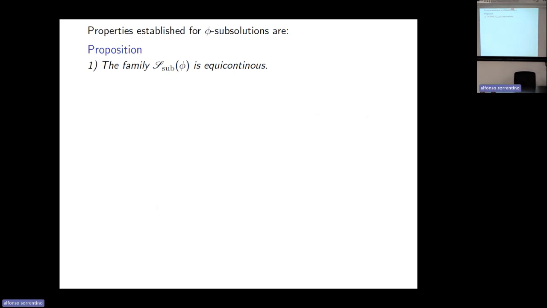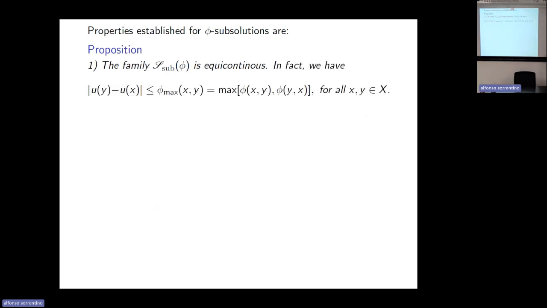So these are the properties we showed for phi subsolution. The family of phi subsolutions, S sub phi, is an equicontinuous family because, in fact, for any one of these subsolutions, we have uy minus ux is less than phi max of xy, and phi max is continuous and 0 on the diagonal, so that gives us the equicontinuity. It's stable under pointwise convergence. Okay, this is because of the inequality.